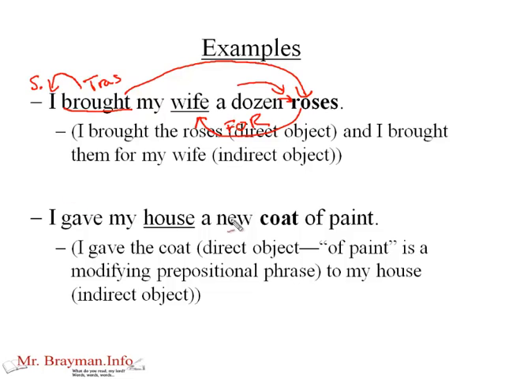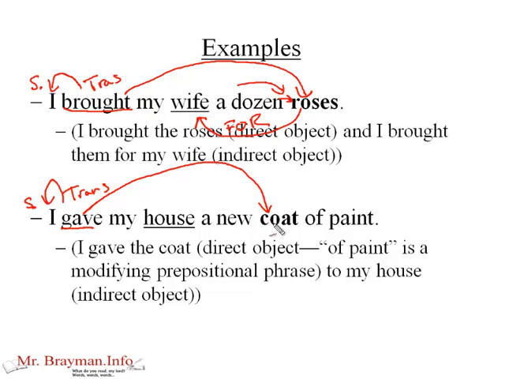I gave my house a new coat of paint. What's the action here? Well, gave, there's the transitive verb. It's an action. Who or what did the giving? That's me. I gave what? Coat.